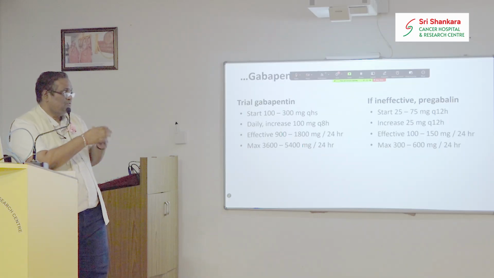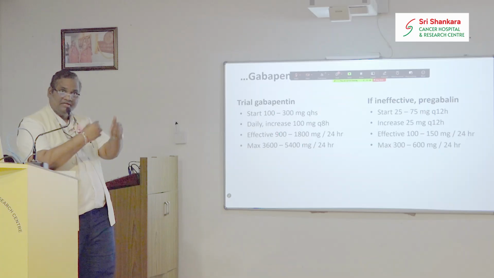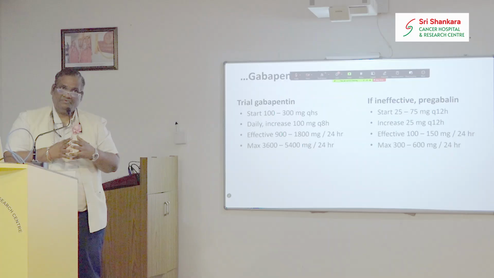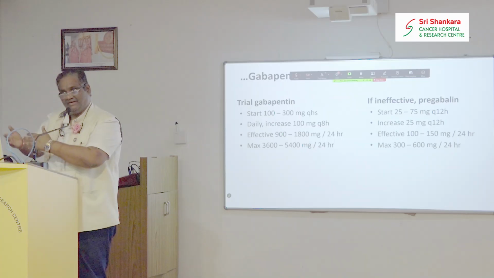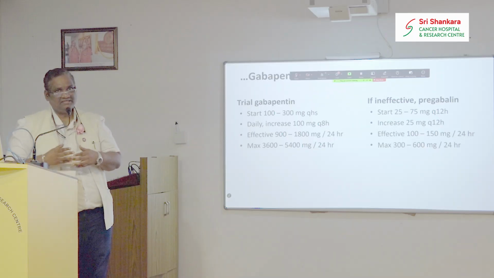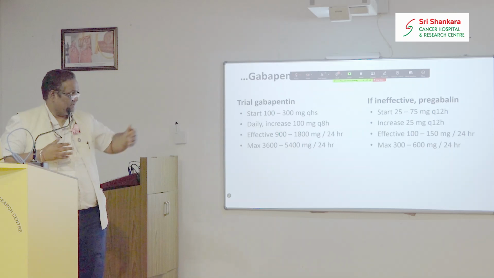If you are starting at 100 milligrams, you have the liberty to increase it every day. Again, it depends on which group of patients you are seeing, whether you want to increase it every day or every 3 days. Because ideally speaking, the literature says that gabapentin you have to increase every 3 days, and pregabalin every 2 days, as per the pharmacokinetics.